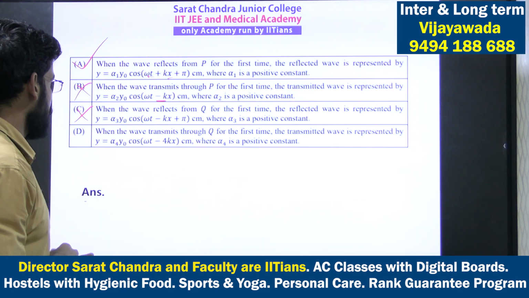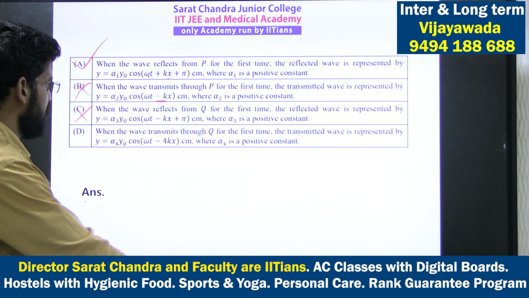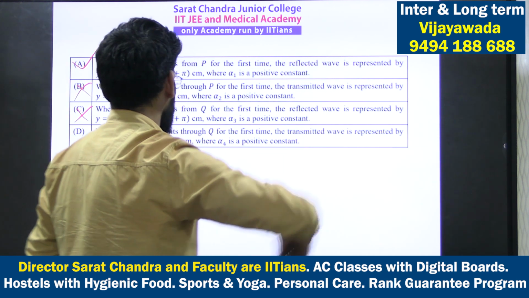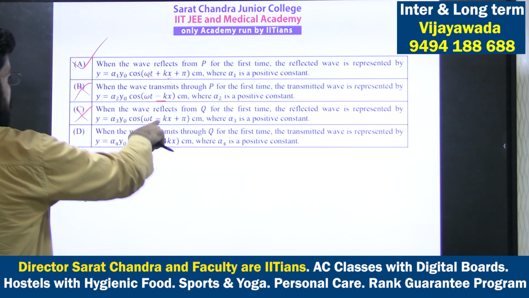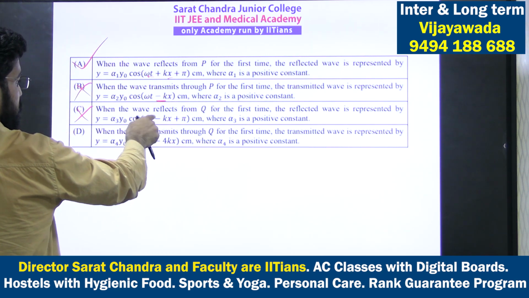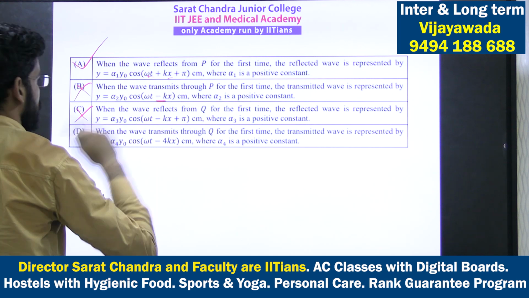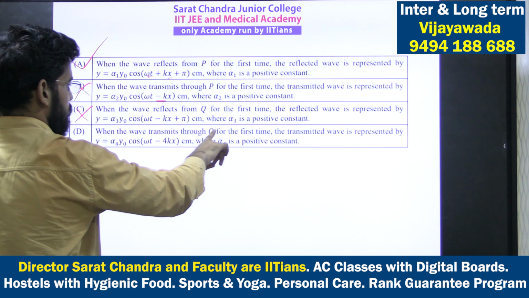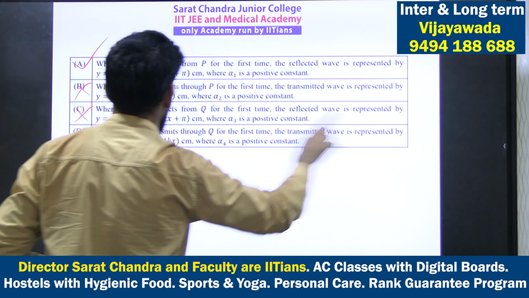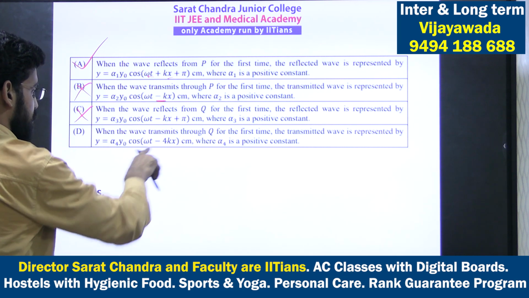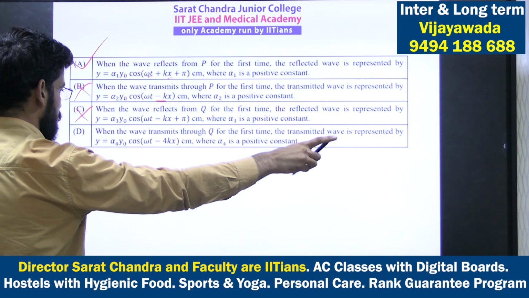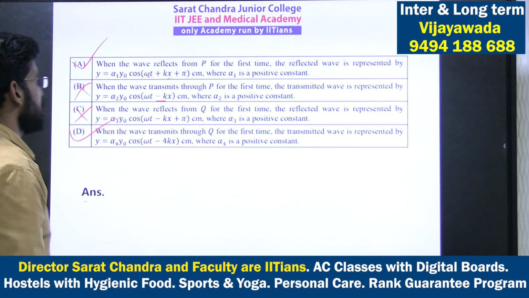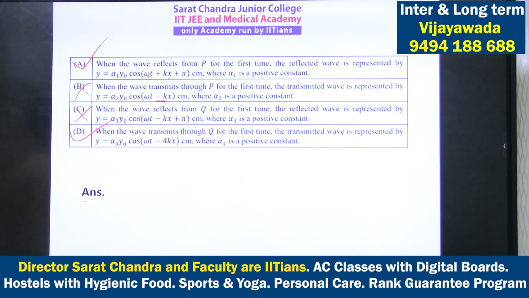D option, when the wave transmits through Q for the first time, transmits means going that side. And here he is saying reflected, so coming back, so a plus should also come. So two mistakes are there, I got from the first only. Now come to D option: when the wave transmits through Q for the first time, the transmitted wave is represented by this. So 4K is correct, and going that side only, negative sign, so this is correct. So my answer is A and D option. I hope this is clear.